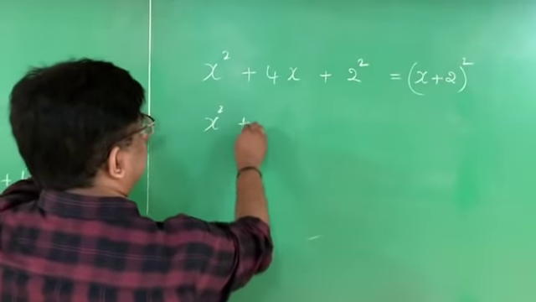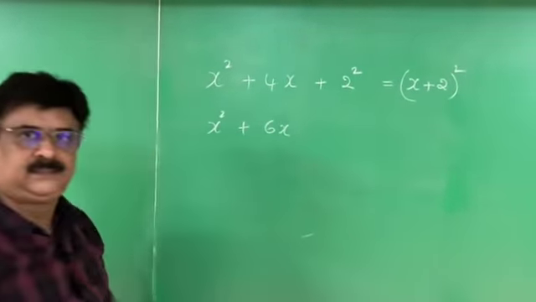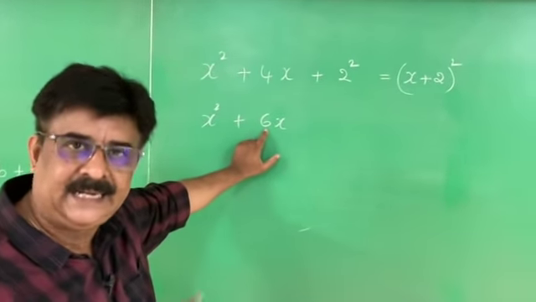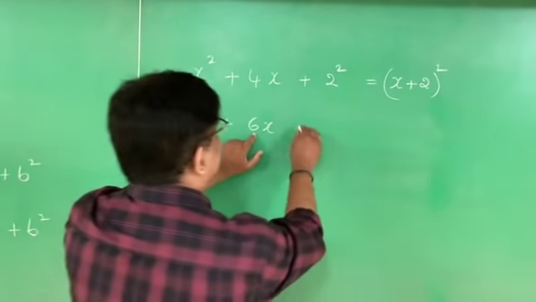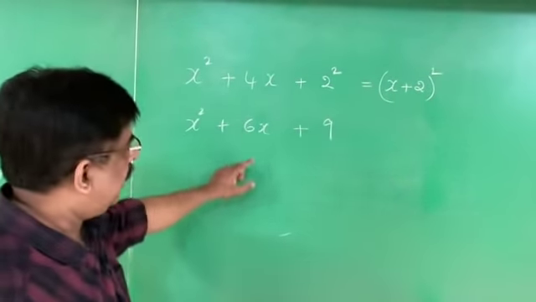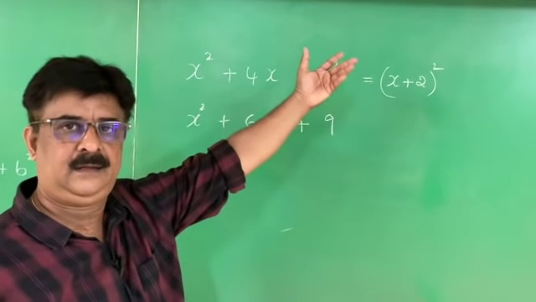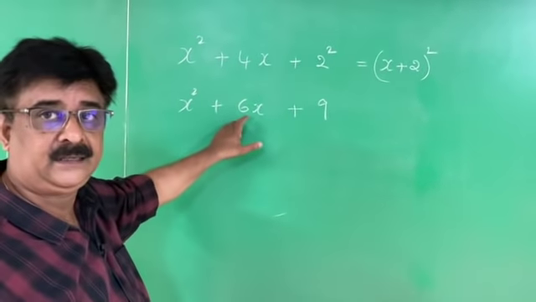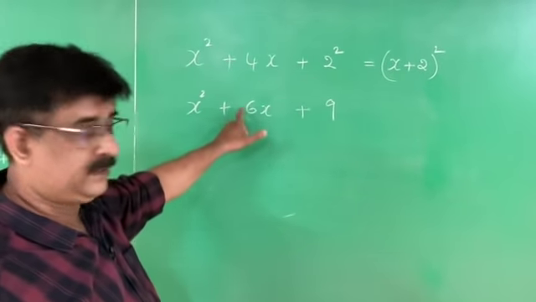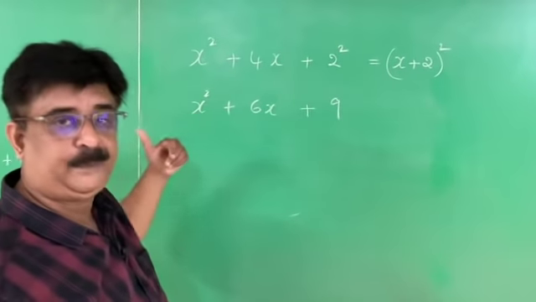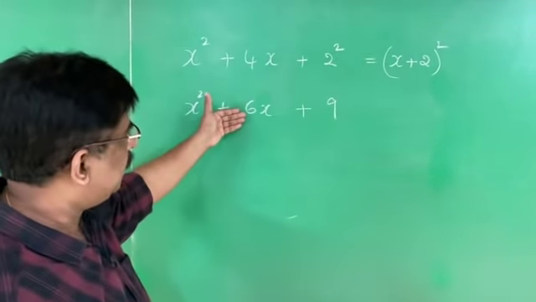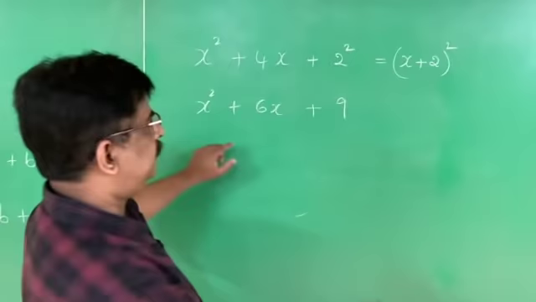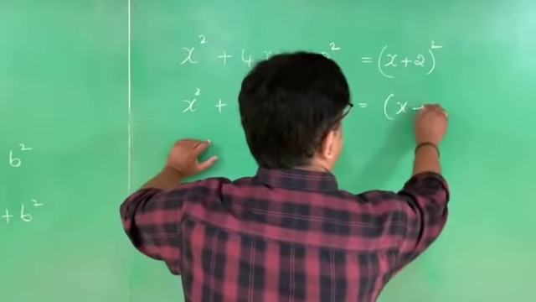Now I write one more. x square plus 6x. What should be added to this? What is the number here? 6 is there. Half of that number is 3. Square of that number is 9. I write 9. Half and then square. Why take half? Because this part is the 2ab part. Therefore, 2 has to be removed, so I divide it by 2. Then square that number, and this can be written as x plus 3 whole square.